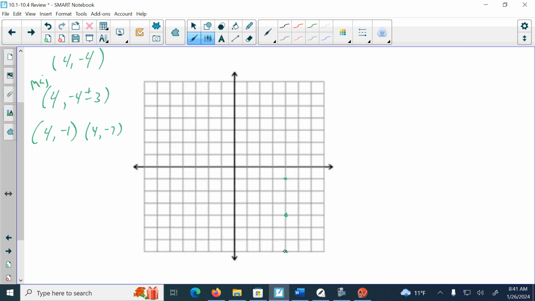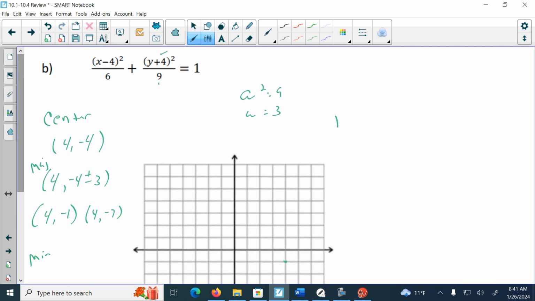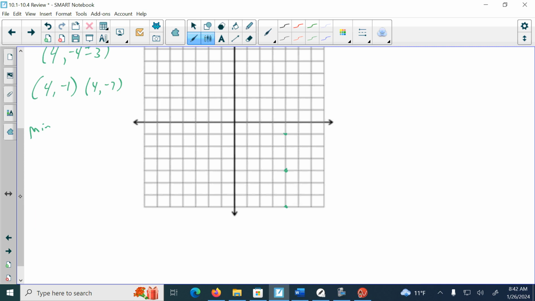There's my major. Then to find my minor, my b squared is going to equal 6, which means b is going to equal the square root of 6. A decimal approximation for graphing purposes is about 2.5. But when I go to write my minor vertices, I'm just going to write 4 plus or minus the square root of 6, and then leave the -4 alone. The graph is about 2.5, 2.5.